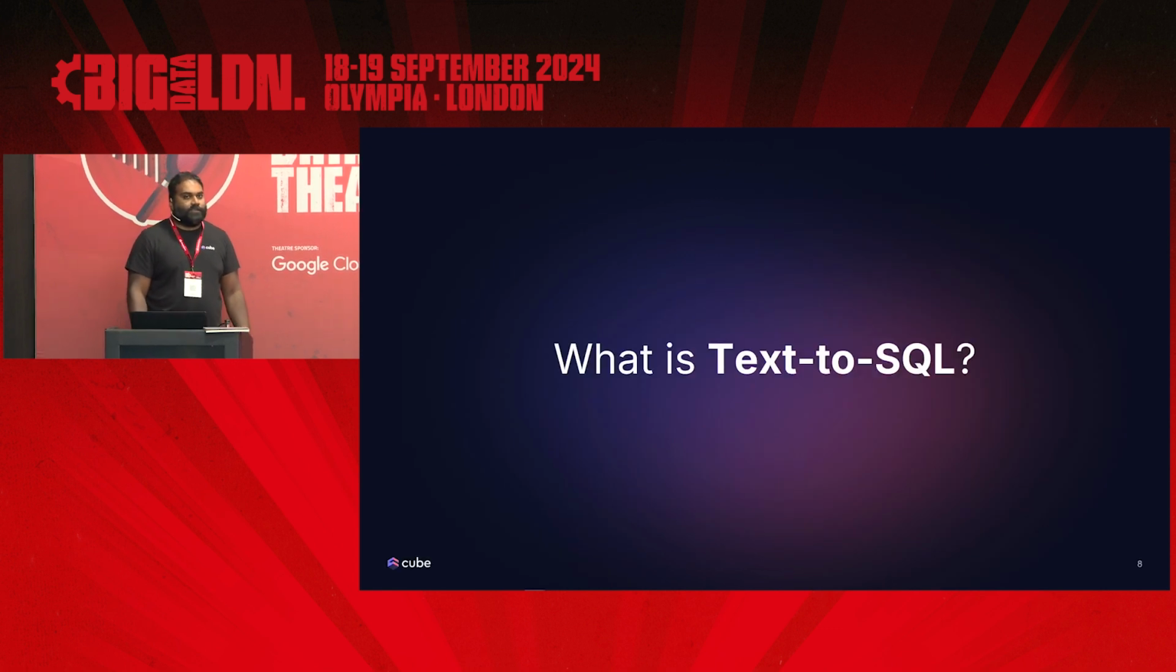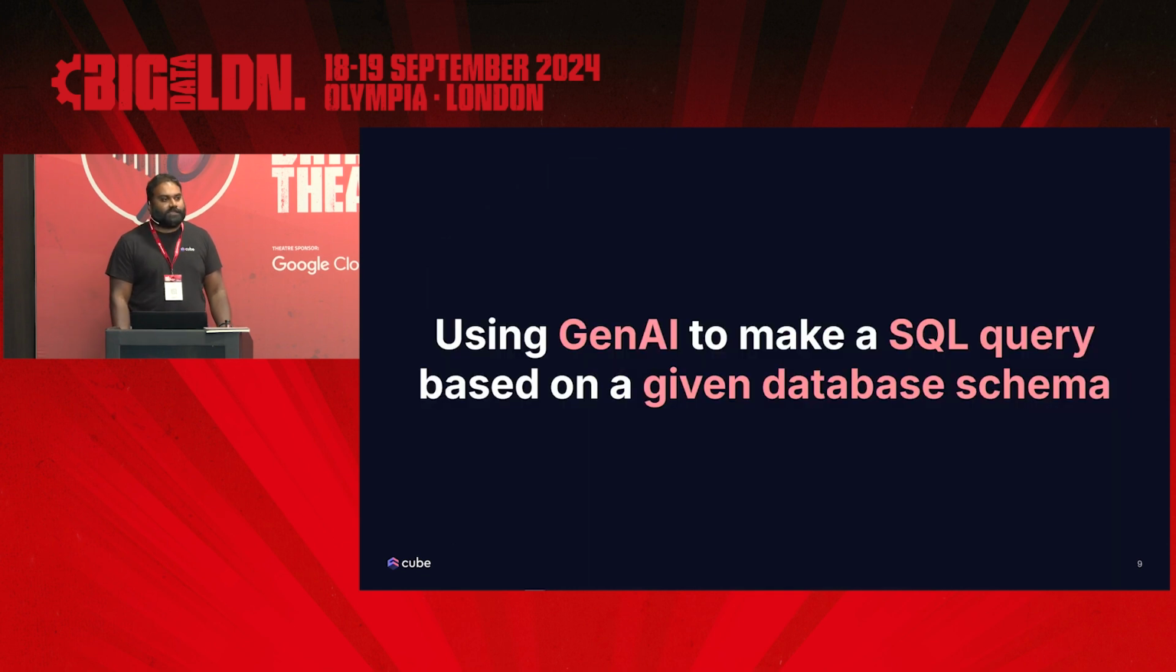So I want to talk about the different methods now of providing self-serve analytics with AI. So there's 2 core methods that I think about when I look at this. And so the first one is what I'd call text to SQL. So first of all, what is text to SQL? Text to SQL is where you use generative AI to make a SQL query based on a given database schema.